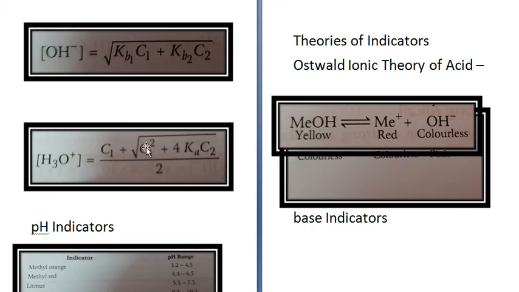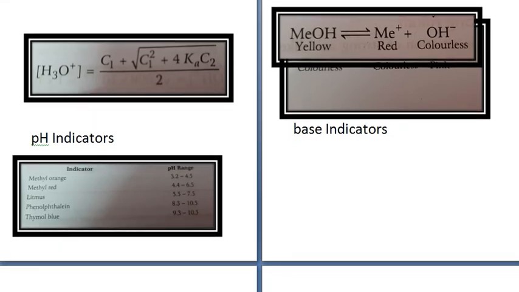Now the total H3O+ concentration in a mixture of a weak acid and a strong acid. H3O+ is equal to (C1 plus the square root of (C1 squared plus 4KaC2)) divided by 2, where C1 is the concentration in moles per liter of the strong acid, while C2 is that of the weak acid, and Ka is the ionization constant of the weak acid. Now next we come to pH indicators.